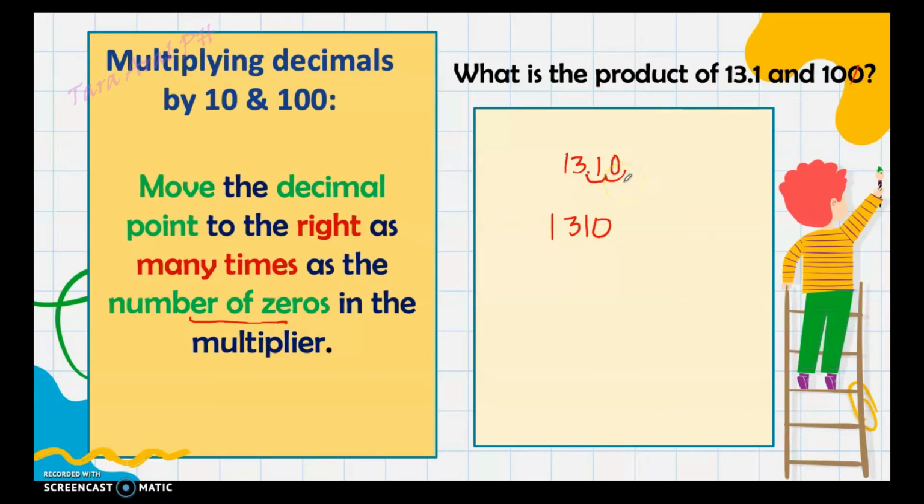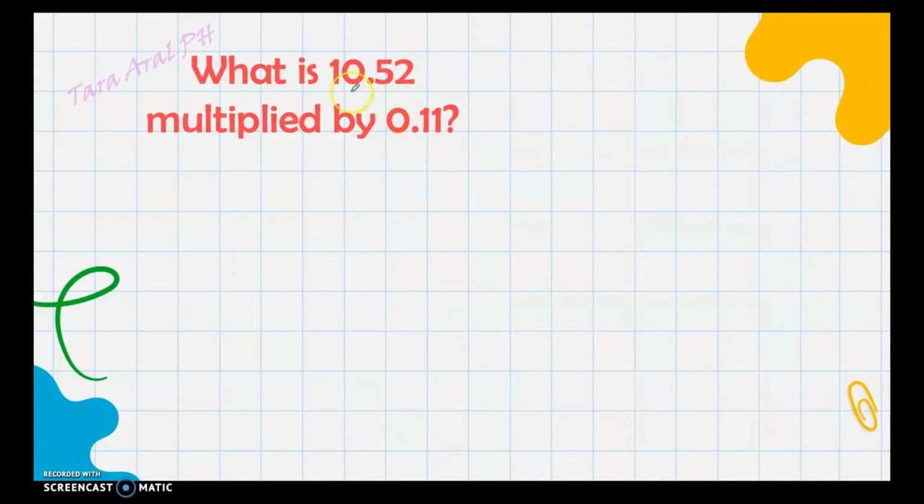So, if you multiply numbers with factors such as 10, 100, 1000, and so on, you may just move the decimal point of the multiplicand as many times as the number of zeros in the multiplier, and that is the product. You may not multiply it manually. So let's have here more examples. What is 10.52 multiplied by 0.11?